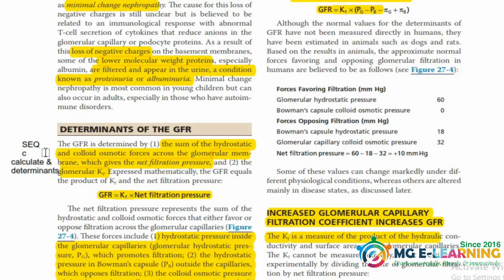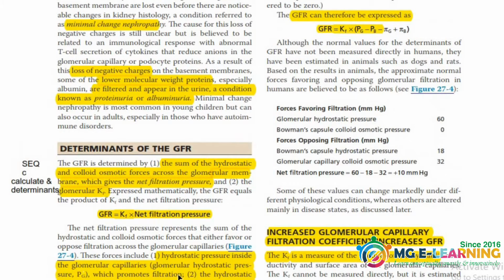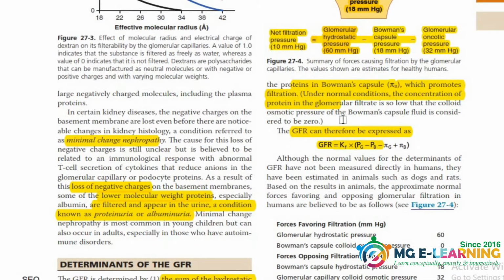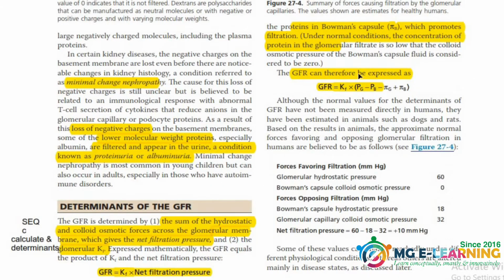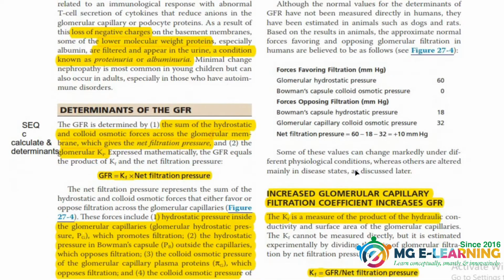Next is this SCQ. How do we calculate, like what is the formula for calculation of GFR and what are the determinants of GFR. This whole topic is very important, a very important topic of this whole unit. You have to keep this diagram in mind while doing all of this text, and this is the formula and this is the table and the values. You have to do this.